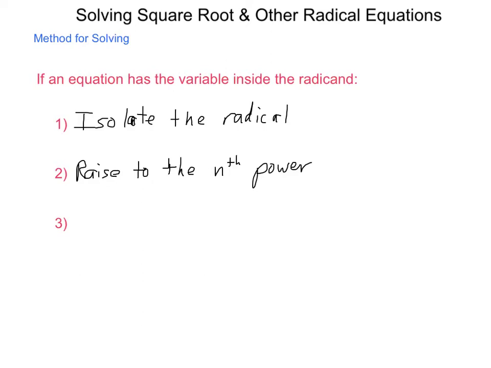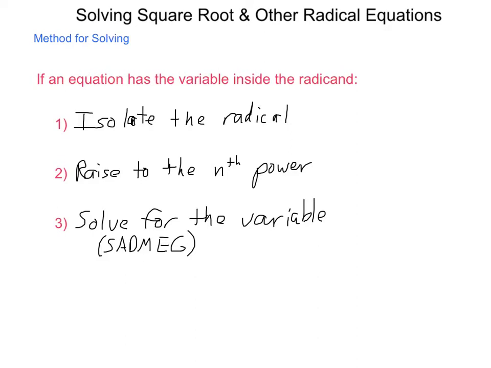Third, we solve for the variable. So whatever operations were happening to our variable inside of the radicand now need to be undone using inverse operations. So through these three steps, we can solve equations involving square roots and higher orders. So let's look at a few examples.